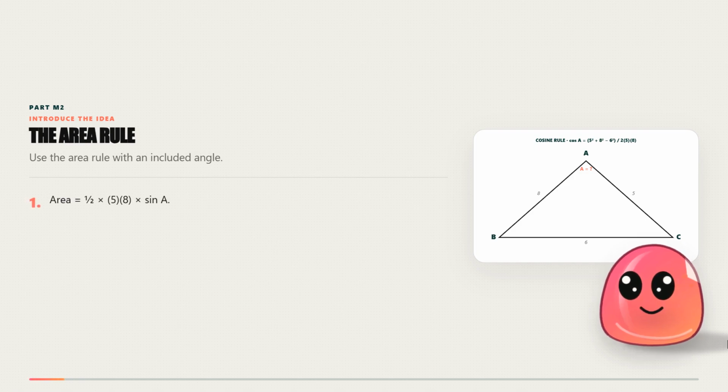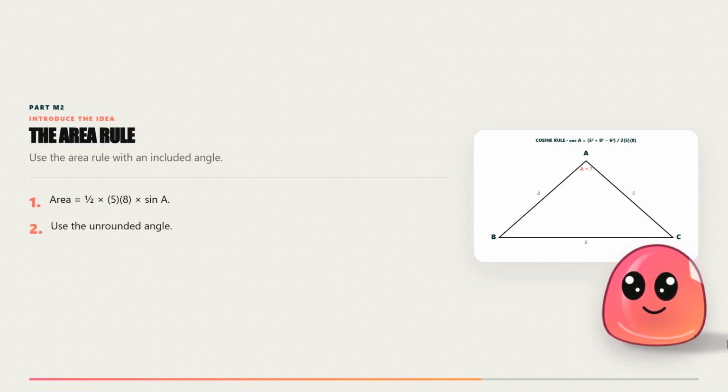Use the area rule with an included angle. Here's the key idea. Area equals 1/2 times 5 times 8 times sin A. Use the unrounded angle. Area is almost equal to 14.98 square units.